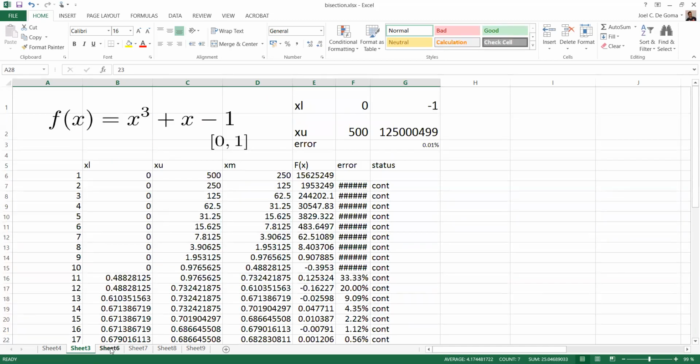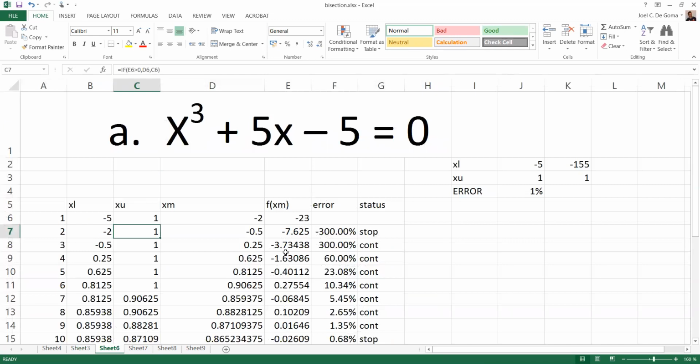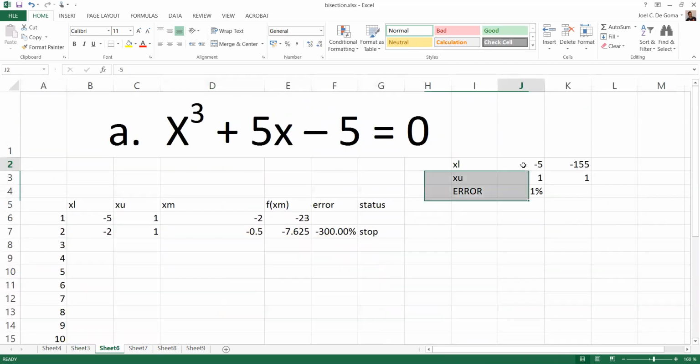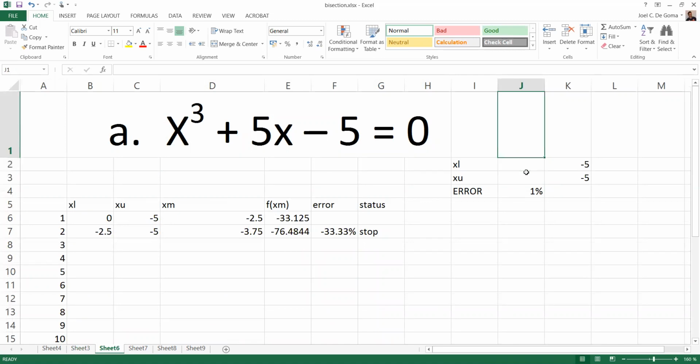Okay, so let's move on with another example: x cubed plus 5x minus 5. Just going to remove this. So first step, determine your x sub l and x sub u. x sub l should give us a negative result. Let's suppose 0, so it will give us negative 5. And for x sub u, I'm going to use 1, so it will give us positive 1. And the error is 1%.